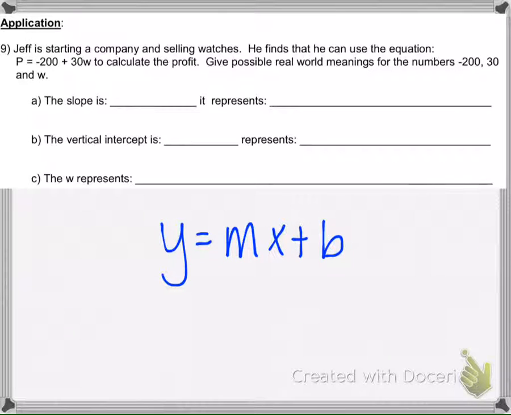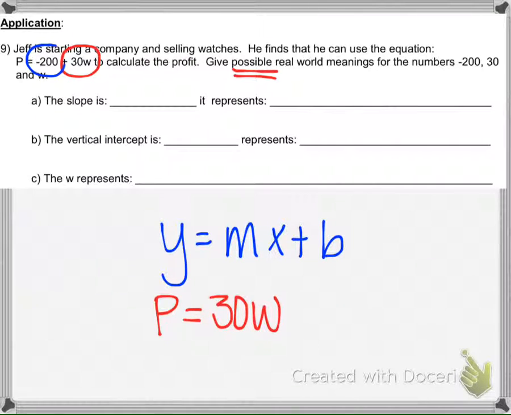So it says give possible. So that means there are more than one correct answer. So typically y equals mx plus b. Instead of y, we have P. And then we have 30W. And then the constant here is negative 200.